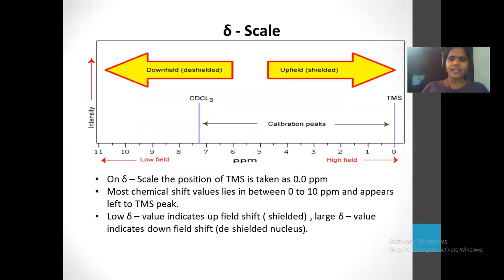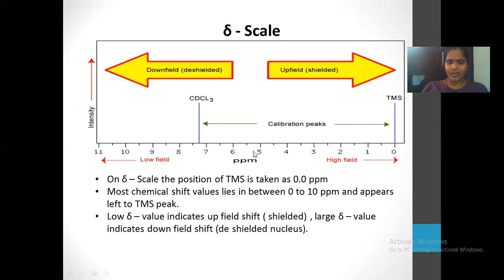And wherever we get that TMS in the spectrum, that position is considered as zero, irrespective of the instrumental frequency. The peak wherever we get for the TMS is considered as zero, and all other samples' peaks will be lying towards the left side. It varies from 0 to 10 or 11, and all other peaks we can observe to the left of the TMS itself.